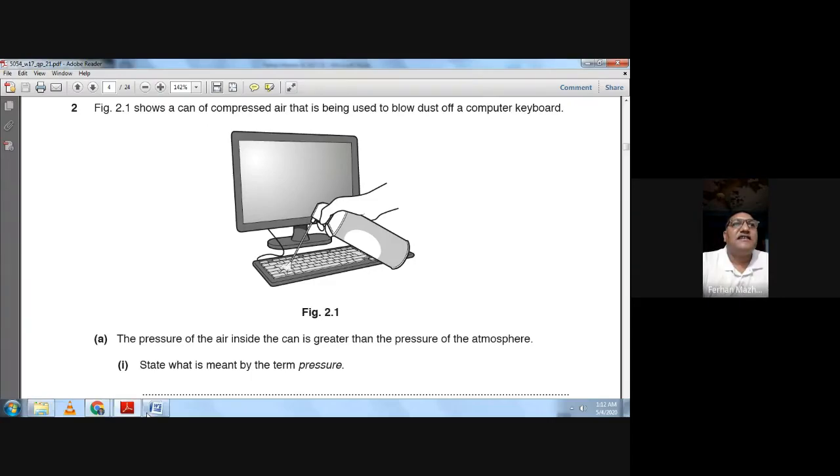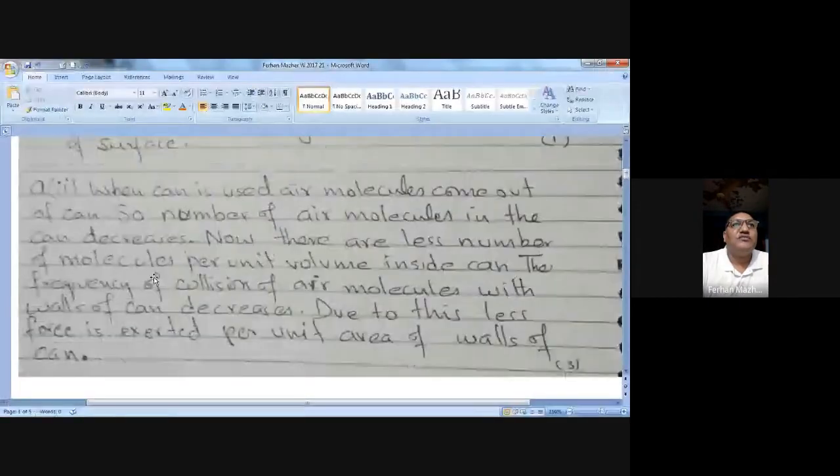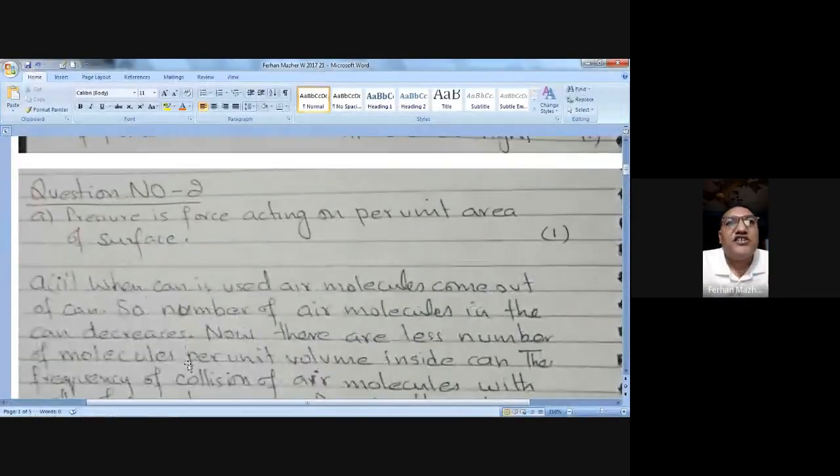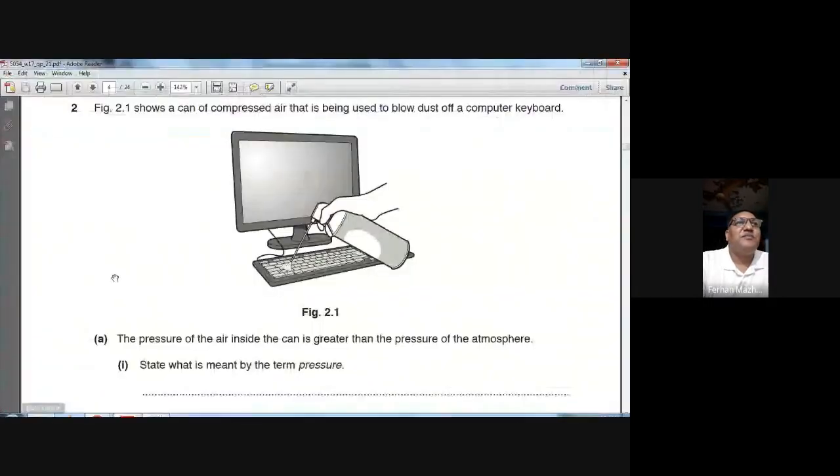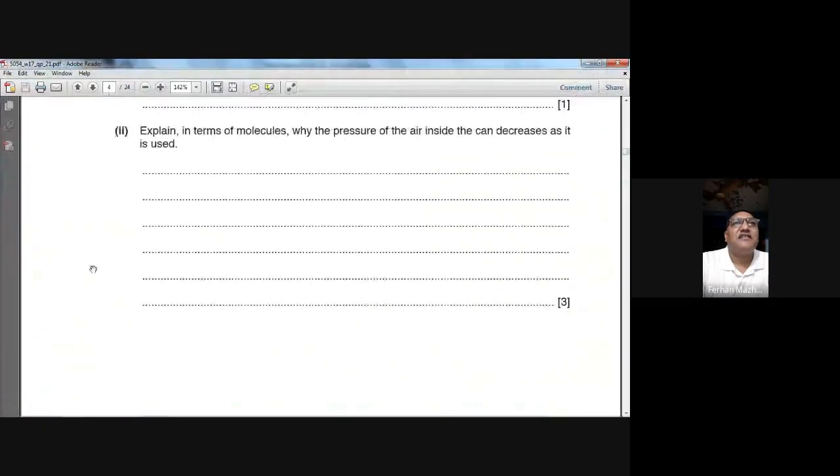I have written this. Let me show you. Question number 2 on your screen. Pressure is force acting on per unit area of a surface. It's a 1-mark question. I hope you will not forget it. Okay, let's move to the next part, question number 2A second part, on your screen.